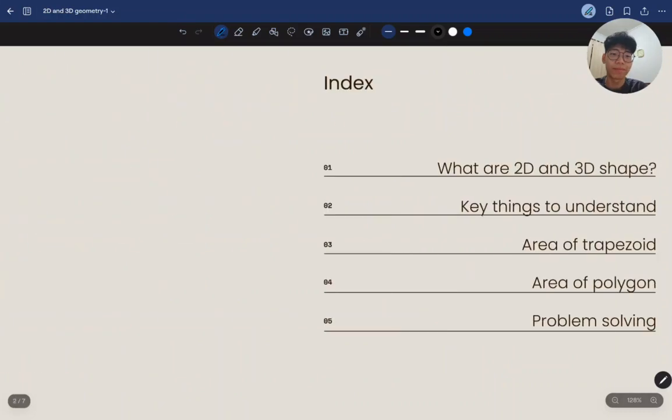So in today's lesson, we're going to first learn about what are 2D and 3D shapes. Secondly, what are some key things to understand. Thirdly, we are going to find how to find the area of trapezoid, area of polygon, and some problem solving in the end.